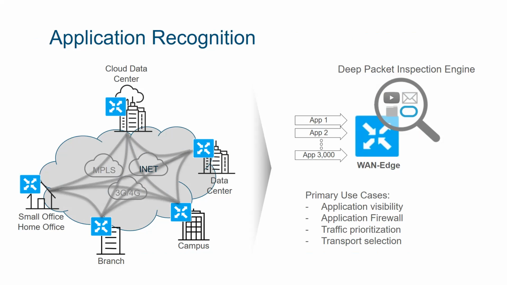So what application do you want to check? You want to check firewall rules. You want to check which traffic is prioritized the most, and which transport interface is selected based on the policy. So from DPI, you can check all this information here.